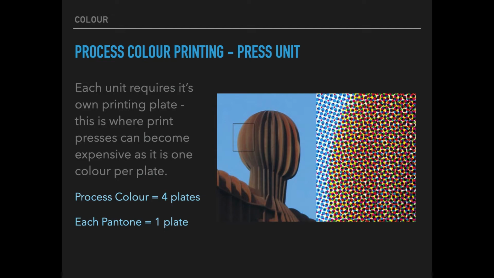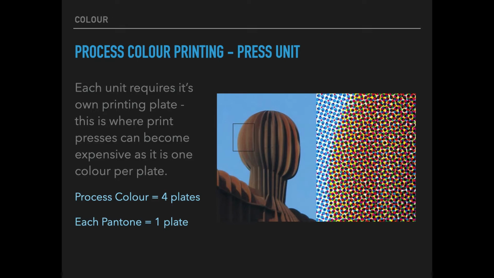So each unit requires its own printing plate. This is where printing presses can become expensive, as it is one color per plate. So process color is 4 plates. Each additional Pantone color is an additional plate.